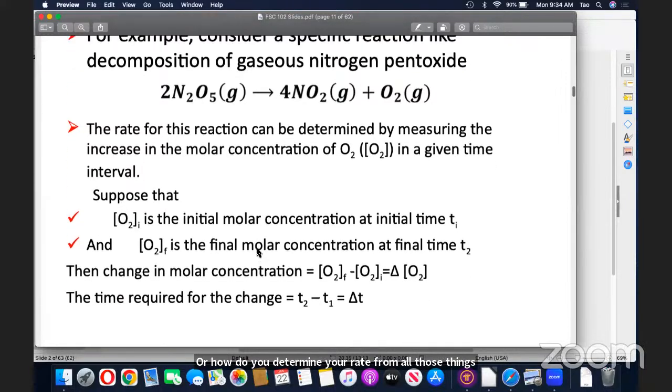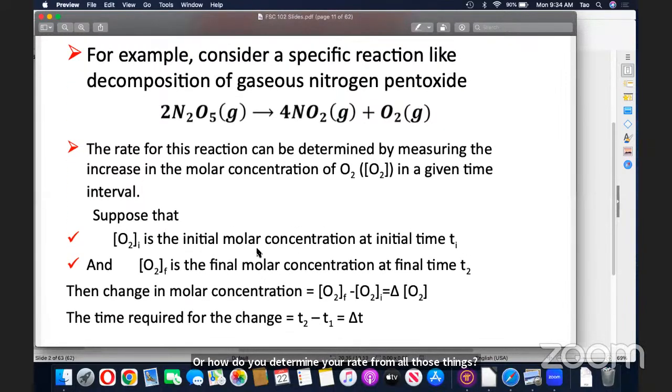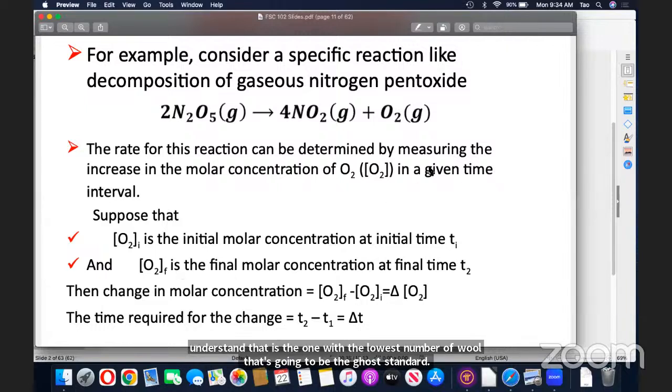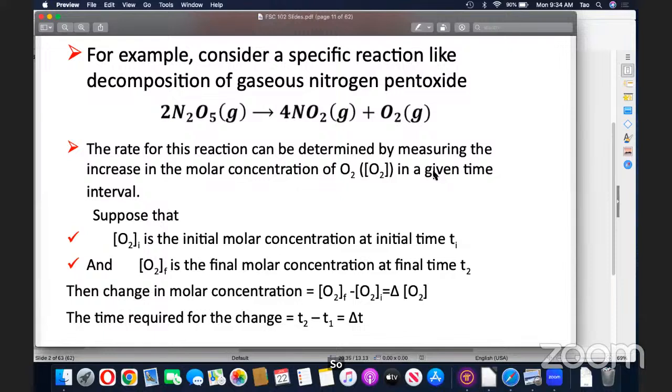But before we get to that, let's just look at oxygen, since oxygen is the one with the 1 mole here, because it's going to be our gold standard. The one with the lowest number of mole is going to be the gold standard. So what do you do? Since it's a product, you're subtracting the original concentration from the final concentration.